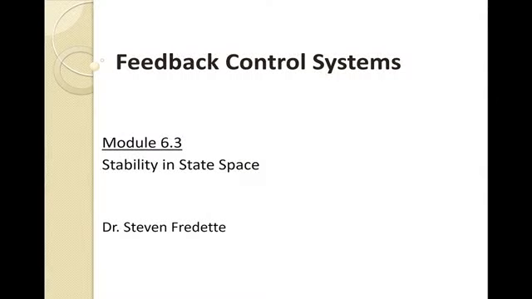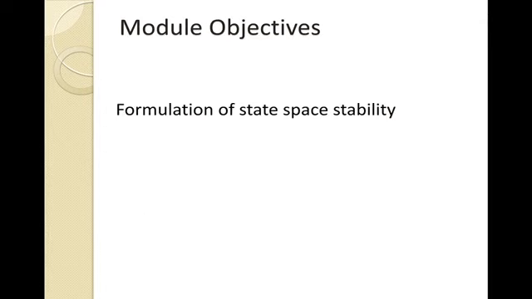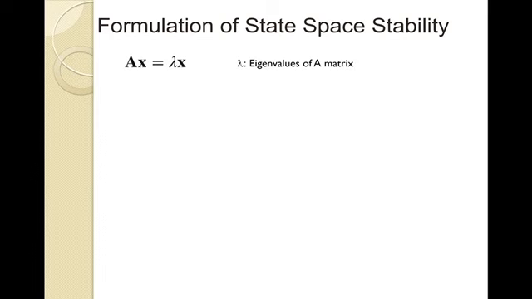Welcome back to Feedback Control Systems. This is Module 6.3. We're going to discuss stability in state space. The objectives of this module are to first formulate state space stability and then provide an example of this to help reinforce the idea.